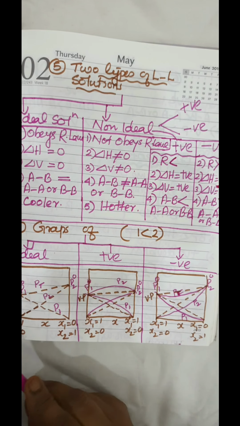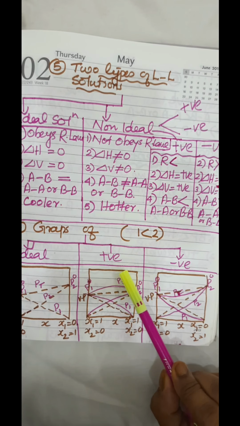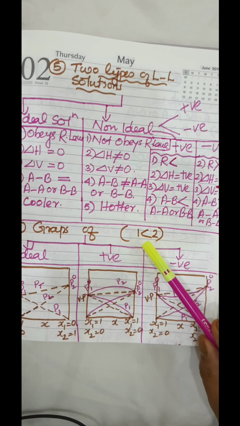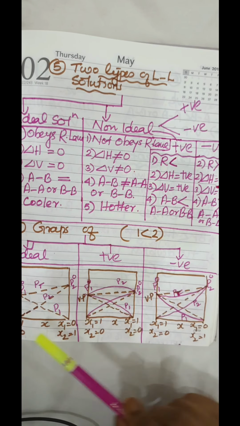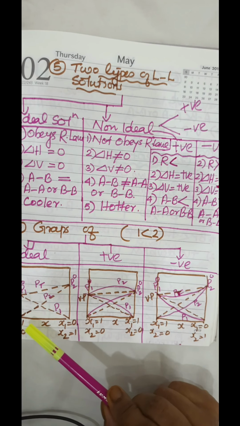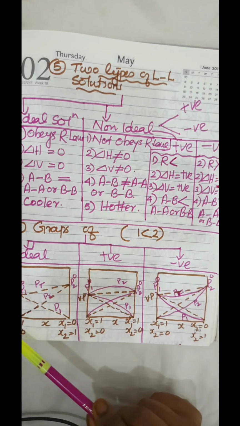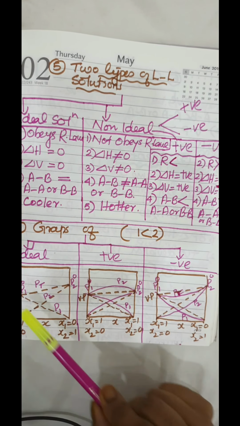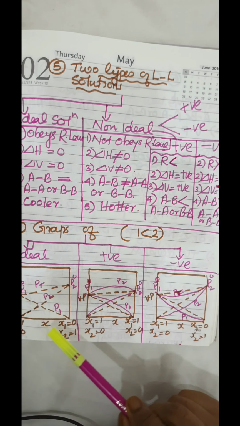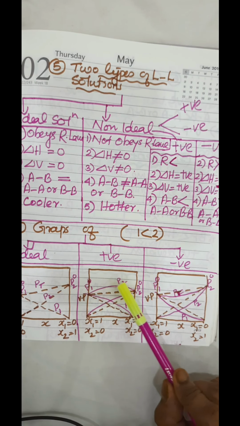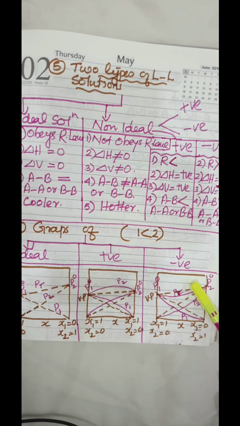Then coming to graphs of ideal, positive deviation and negative deviation. Here we assume that the first component is less volatile than the second. The graph is like this. In the case of an ideal solution, we represent the graph as dotted lines. Here chi1 is 1, chi2 is 0, and here chi1 is 0, chi2 is 1. The graph is vapor pressure versus mole fraction. In positive deviation, you can see pressure greater than ideal. In negative deviation, you can see pressure less than ideal.